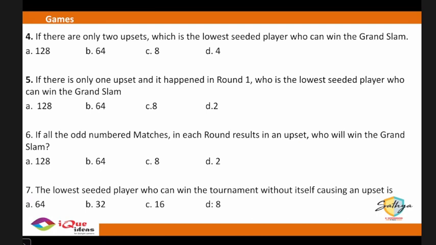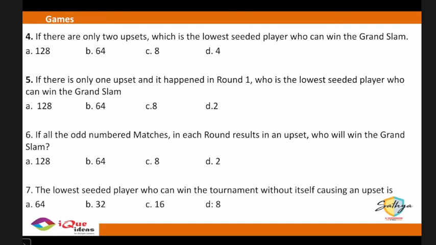Which one? The lowest seeded player who can win the tournament without itself causing an upset. Not that tough. एट से नीचे कोई नहीं हो सकता. Only the finals cannot be an upset. Okay, any match can be an upset, right? So is it possible? Okay, 8 को तो मैं पहुंचा सकता ही हूँ, but उससे नीचे देखते हैं.